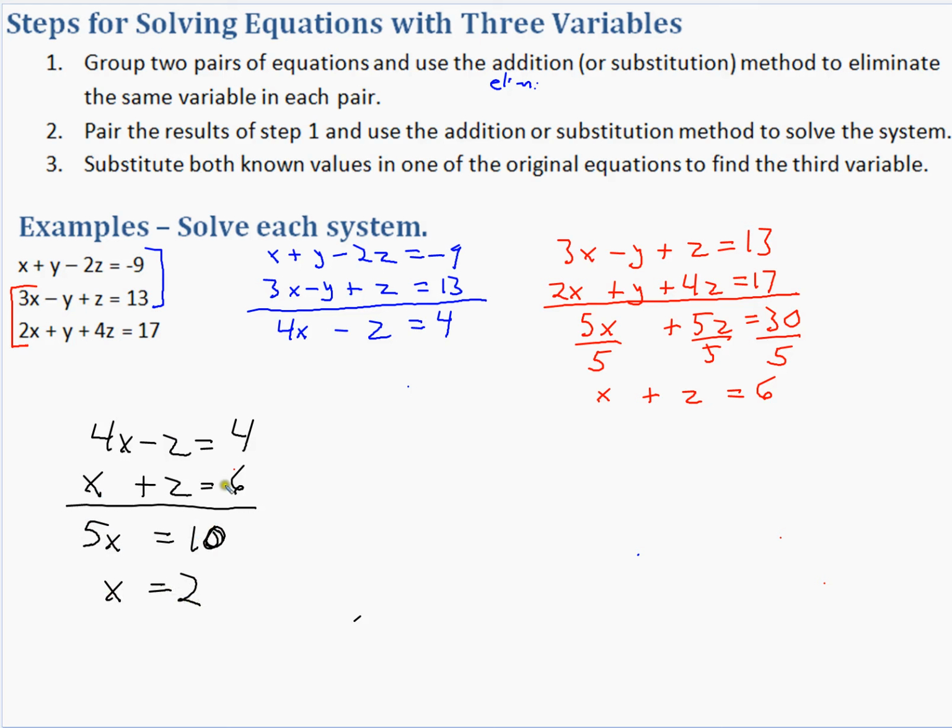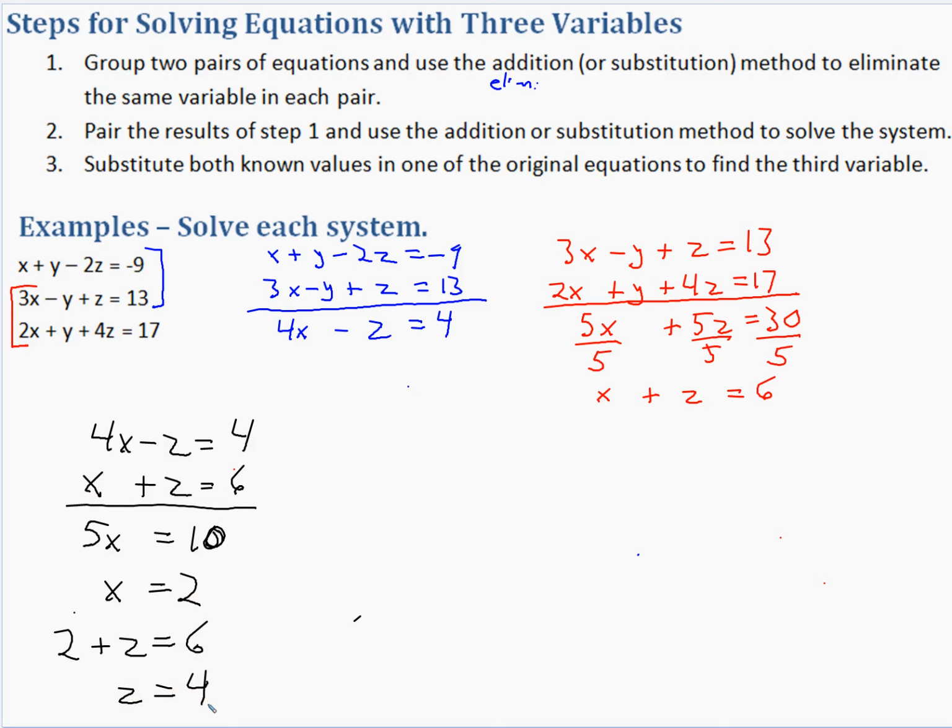Now we can easily find z. Let's go ahead and plug that back into this equation. So once you find one of them, just plug it back into one of these two, and you get 2 plus z equals 6. Hopefully you realize I'm using the second one. 2 plus z equals 6 because I'm plugging 2 in for x. Subtracting 2 from both sides, we get 4.